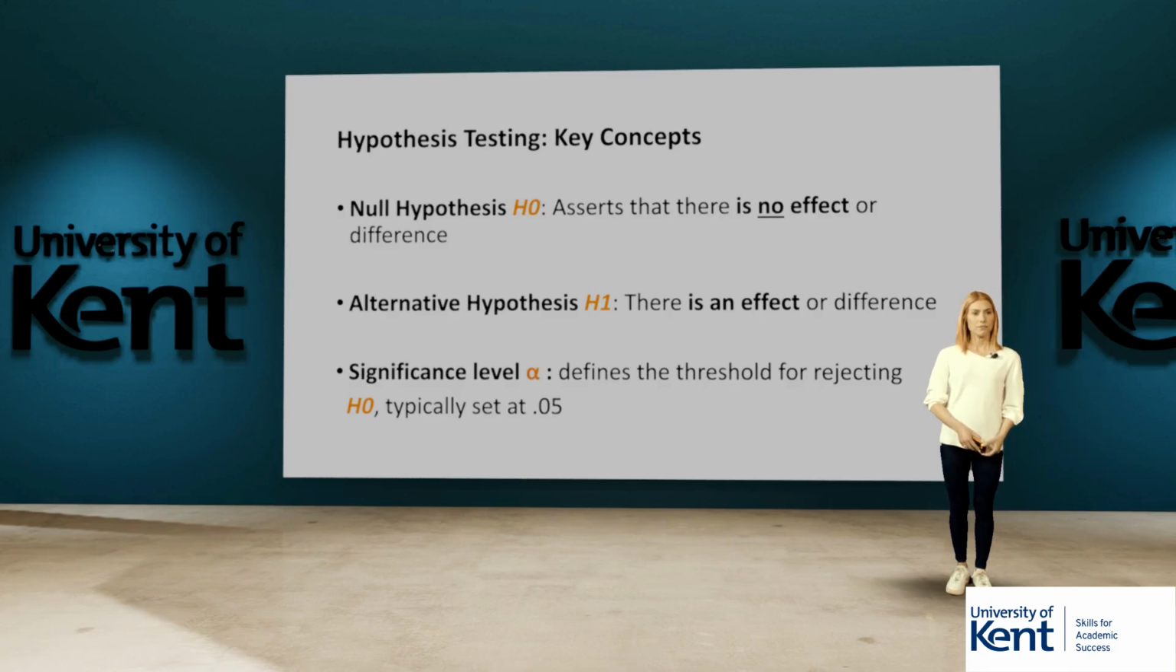To test these, we set a significance level, or alpha, which is typically set at 0.05. This defines how much risk of error we're willing to accept when deciding to reject the null hypothesis.